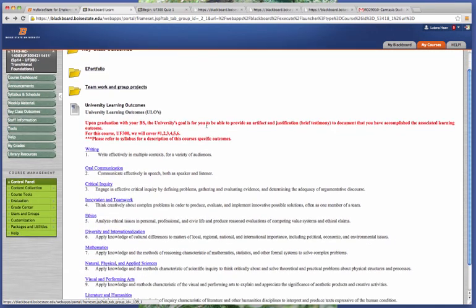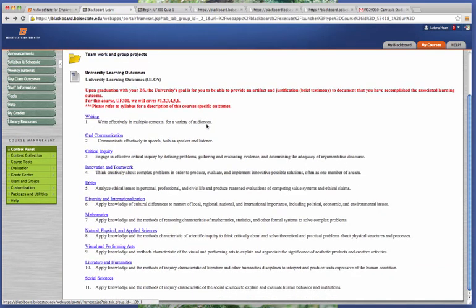The next thing I want to talk briefly about are these university learning outcomes. So these 11 things here are all items that by the time you graduate, you will have some sort of exposure to each of these things. So like you see the big projects here: writing, oral communication, critical inquiry, innovation and teamwork, ethics, diversity and internationalization, mathematics, natural, physical and applied science, visual and performing arts, literature and humanities, and social science.